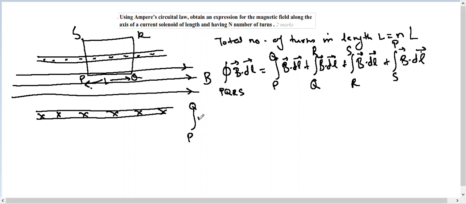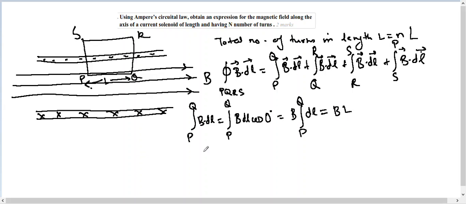Going from P to Q, B dot dl, we open up the dot product: B dl cos 0 degrees, because the angle between length and B is 0 degrees. So it comes out to be B, which is a constant, times the integral of dl from P to Q, which comes out to be BL.